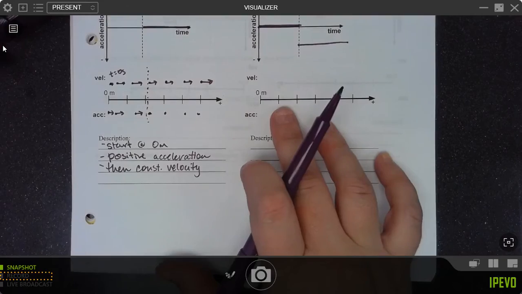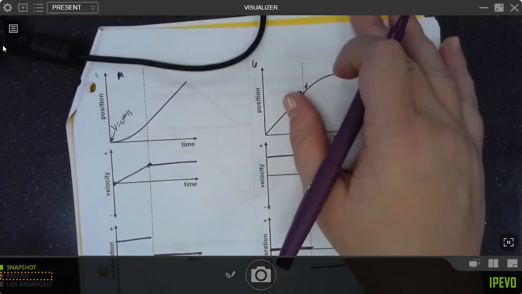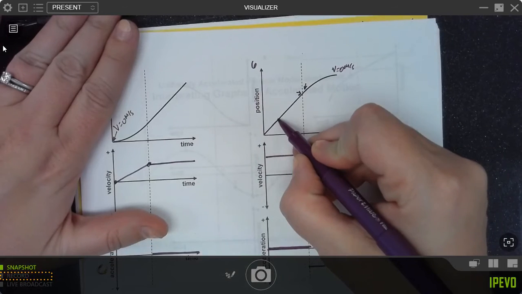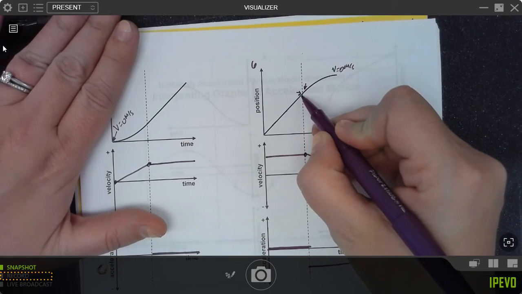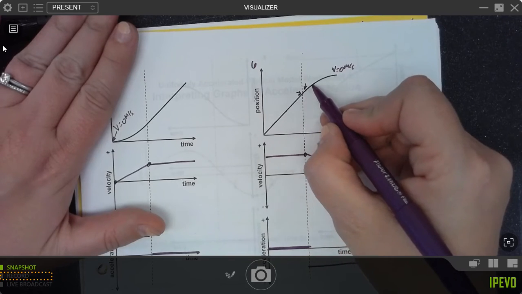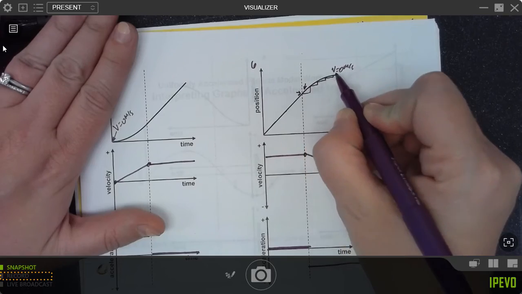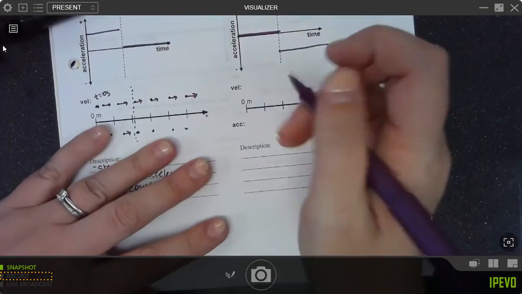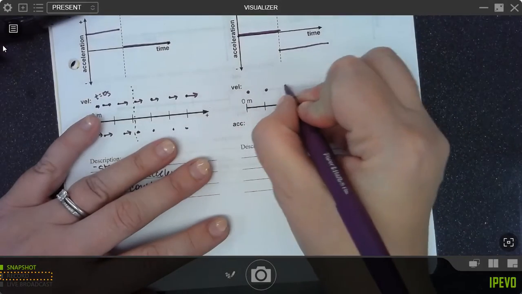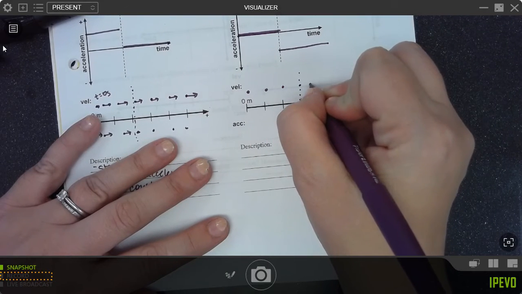For our motion map, we're going to start with a constant velocity here, which means the dots are going to be evenly distributed through that space. And then after that, our displacement is going to decrease so that they become closer and closer together. So we'll have dots that are evenly distributed, and then they start to get closer together.